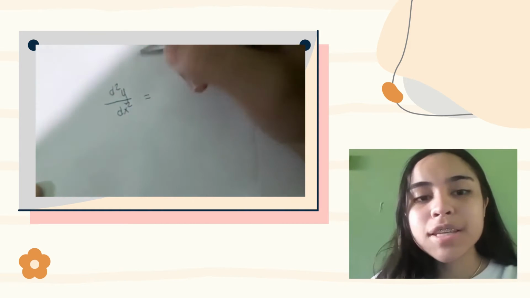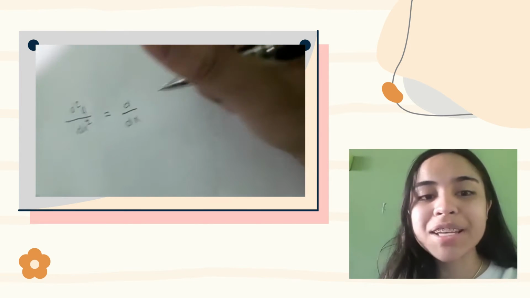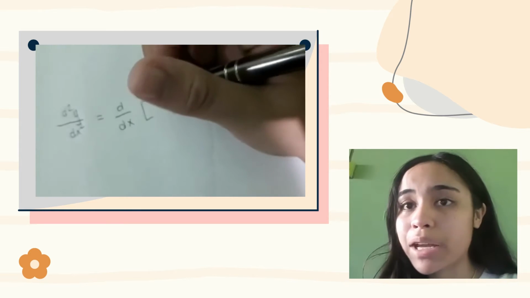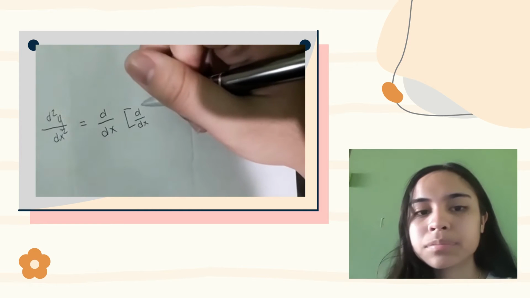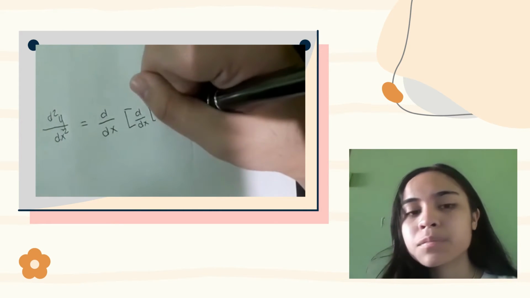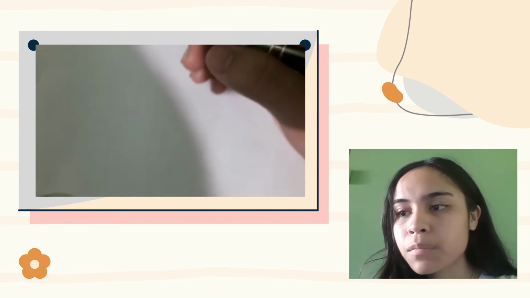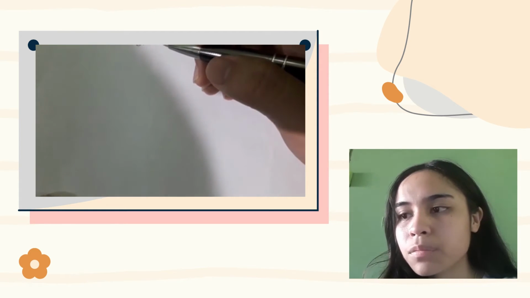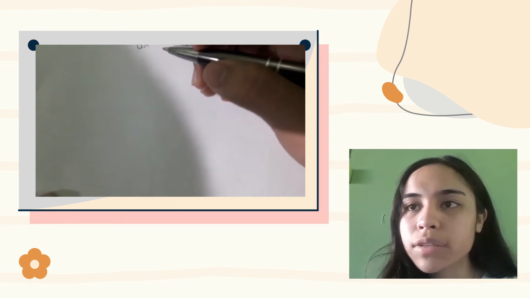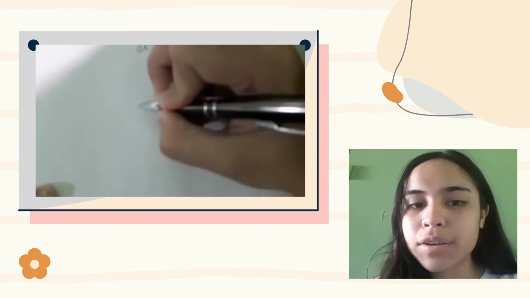To find the second derivative, we need to find the first derivative. This is denoted by d squared y divided by dx squared is equal to d divided by dx. Since we already have our first derivative, we will find the derivative of that function in order to find the answer of the second derivative.